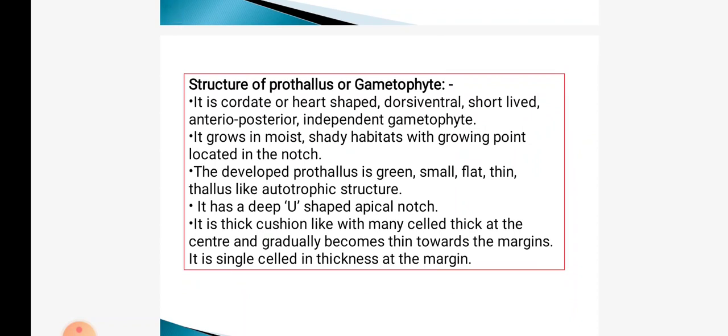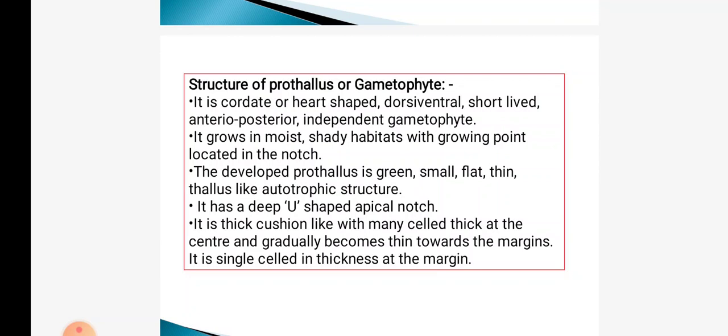Then about the structure of the prothallus. It is heart-shaped, dorsiventral, short-lived, an independent gametophyte structure. It grows in moist, shady habitats. It is located near the notch.